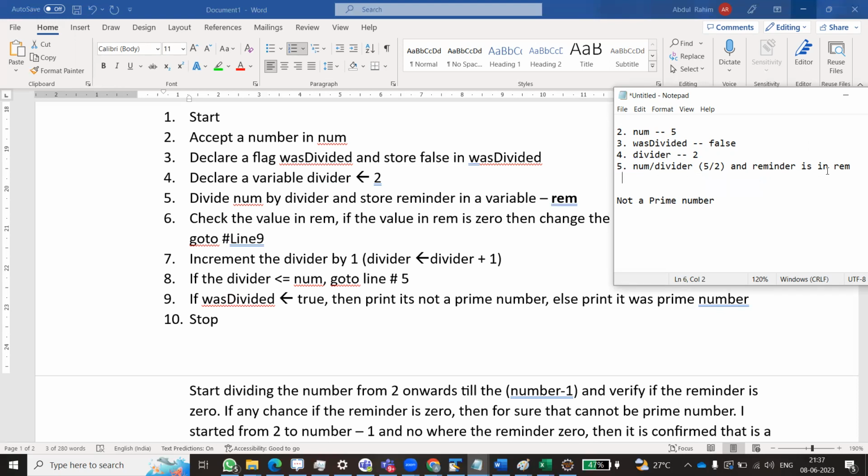So in number 6, what I'm doing is checking if the remainder is 0, then change. It is not 0, so this will skip, right? Number 6, it is not 0. It will not enter into that line. It will go to number 7 instruction. In 7, what are we doing? Increment the divider by 1. So what will be the value of divider now?